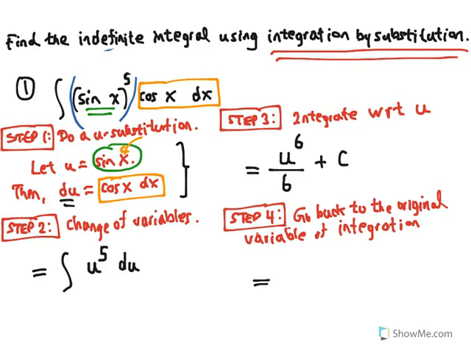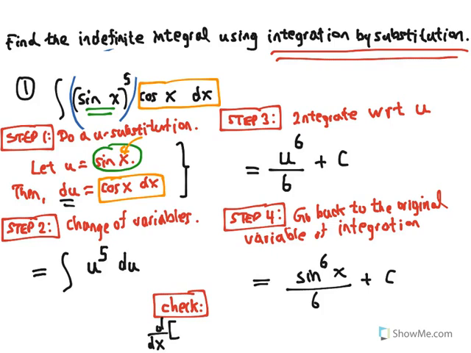from the work in step 3 with sine x, and we will have sine to the 6th power of x over 6 plus c. That is our antiderivative for the integrand sine to the 5th power of x times cosine x. And if you'd like to verify, you can take the derivative of sine to the 6th power of x over 6 plus c, and let's do that for this particular problem. So we may check our work by taking the derivative with respect to x of our antiderivative.